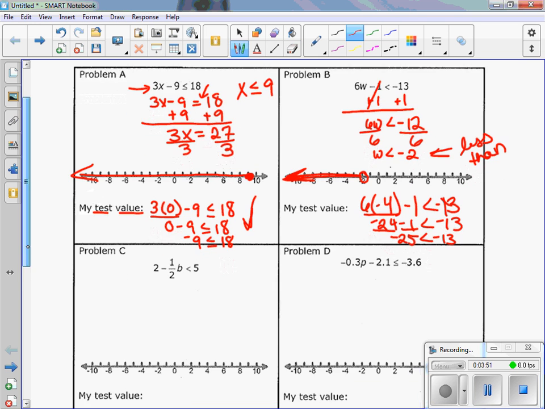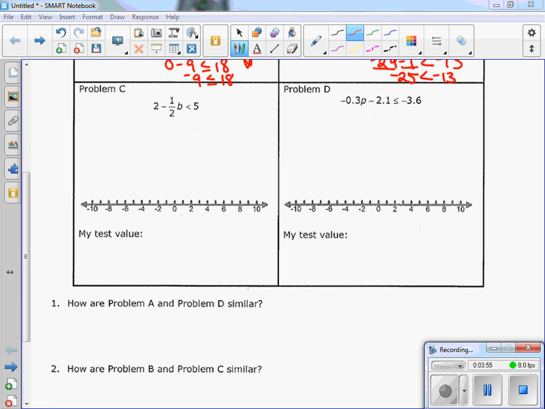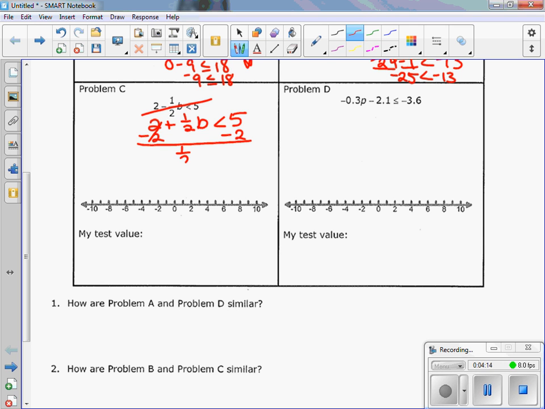All right, let's try another one. So on this next problem, we're actually going to change it a little bit. You're going to learn about how to deal with negatives in front of a variable next year. But for now, we're just going to do 2 plus 1/2 b is less than 5. So I'm going to do the same thing and subtract 2 from both sides. That's going to give me 1/2 b is less than 3.